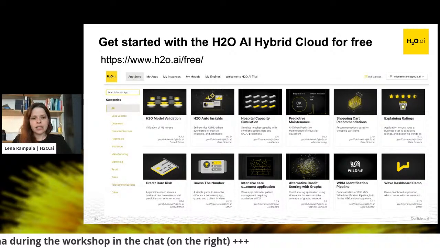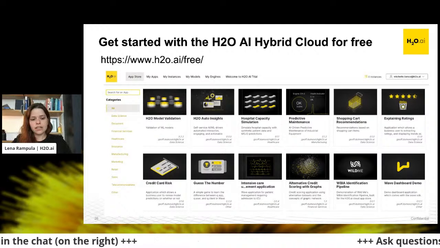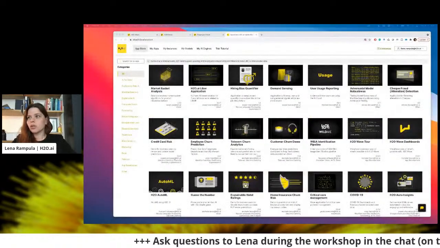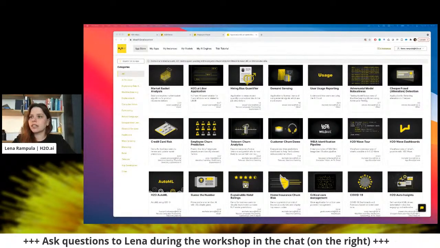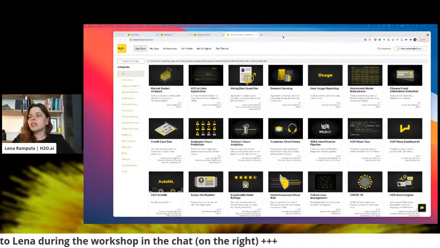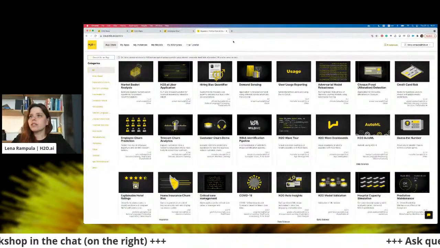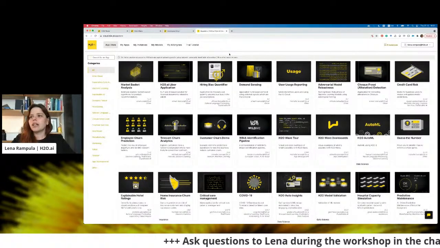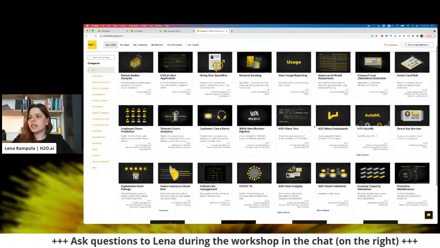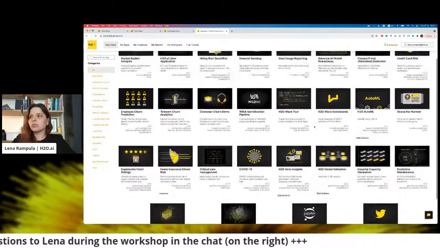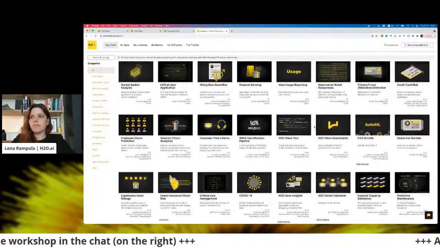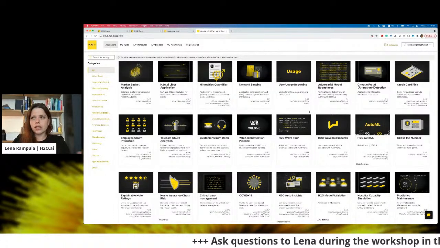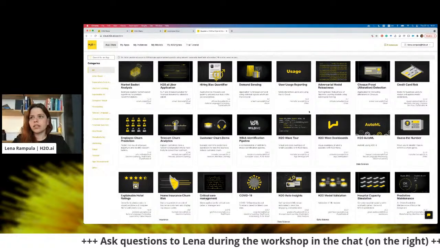What I would like to show you is a couple more examples of the applications that we developed to show value to our customers. This is our app store, a demo app store, meaning that there are applications that are examples of different things you could do with Wave to show the value, include your models in them, and show the modeling results in different ways.